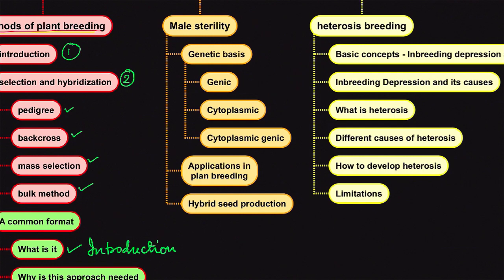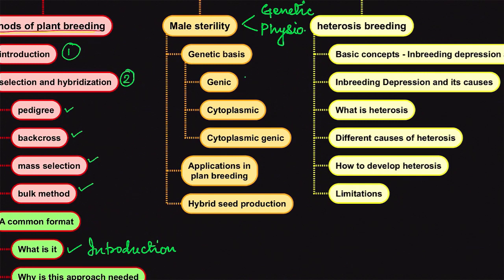So first, what is the genetic basis of male sterility? Remember that male sterility has both genetic and physiological basis. Within breeding, you have to focus upon genetic basis only. Once you have given a broad idea of what is the genetic basis of male sterility, you should be dealing with individually the three genetic bases.